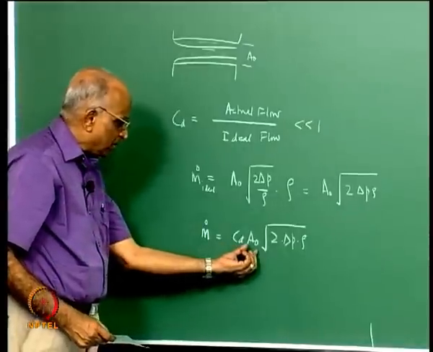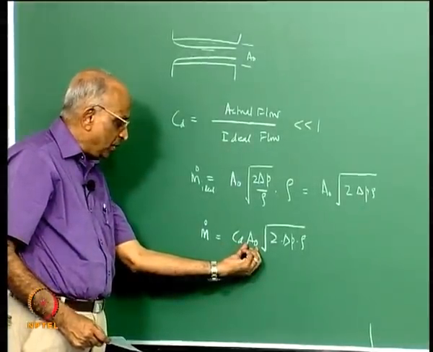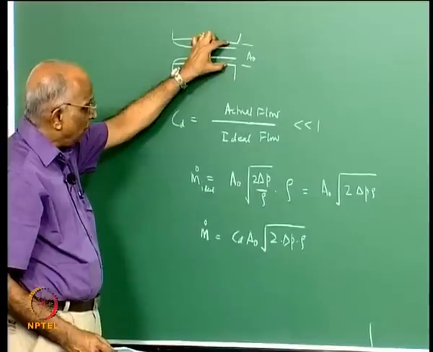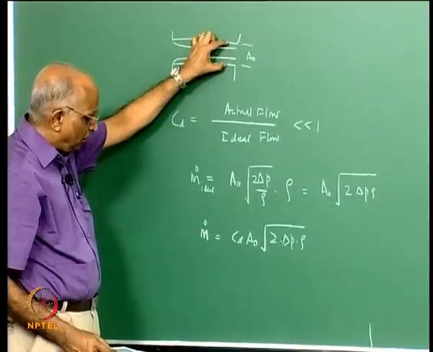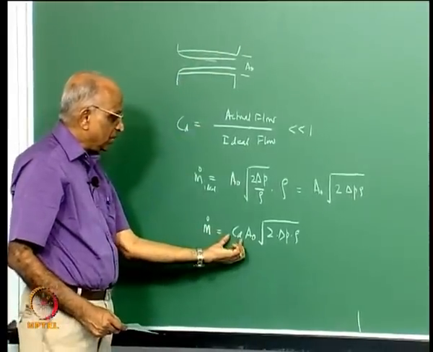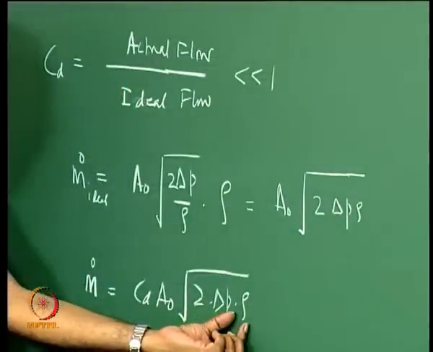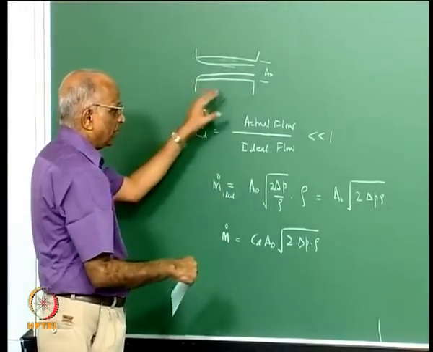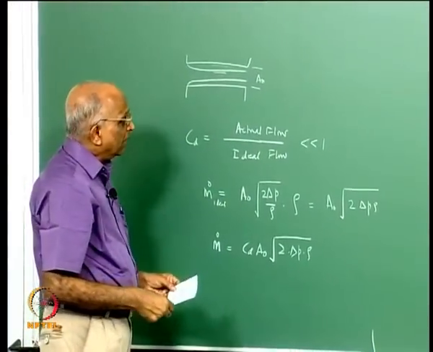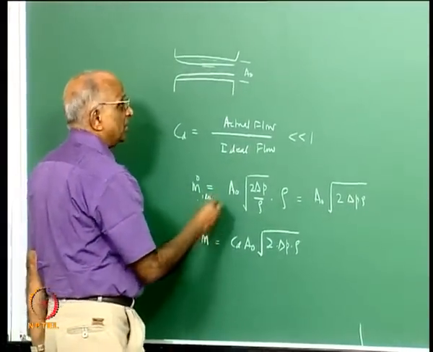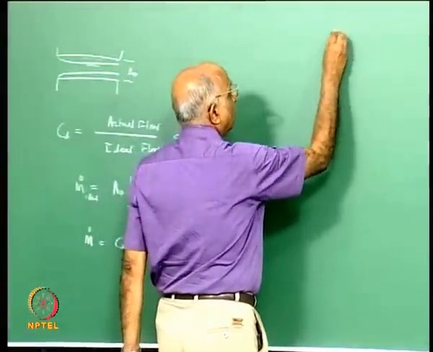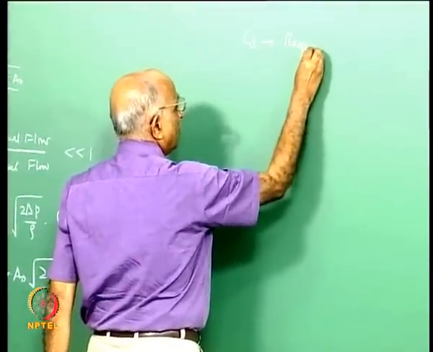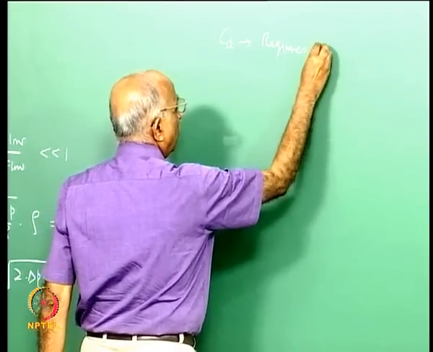In this particular expression, let us again recall, A0 is the area of the orifice, or area of the hole, through which flow is taking place, CD is the discharge coefficient, rho is the density of the liquid, and delta P is the pressure drop across the hole. It must be remembered that the value of CD depends on the regimes of flow through the orifice. What do I mean by regimes of flow?